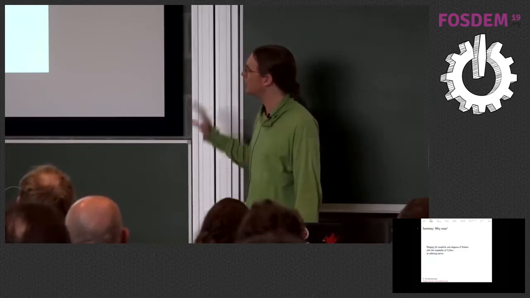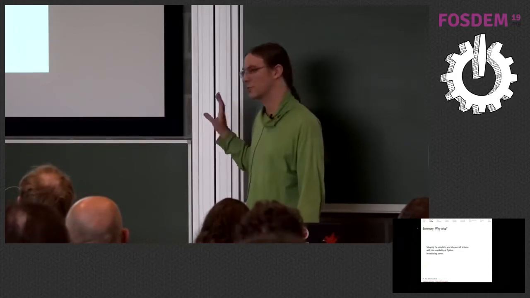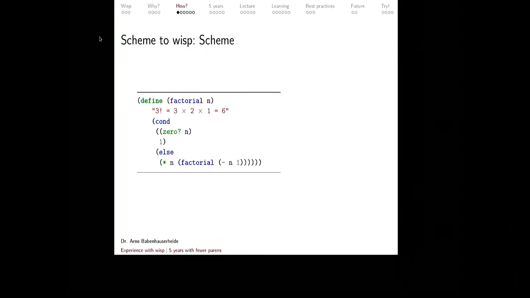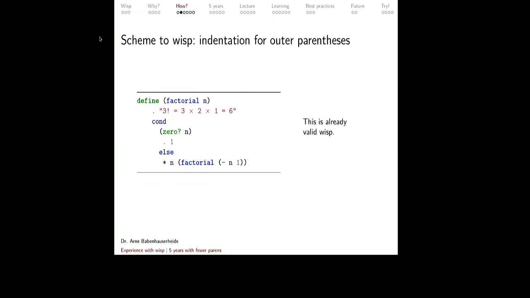So why Wisp? I want the simplicity and elegance of Scheme with the readability of Python. And I now show you visually how this is done. I had a longer talk about the details here, so I just show it. This is Scheme. And this is already valid Wisp.